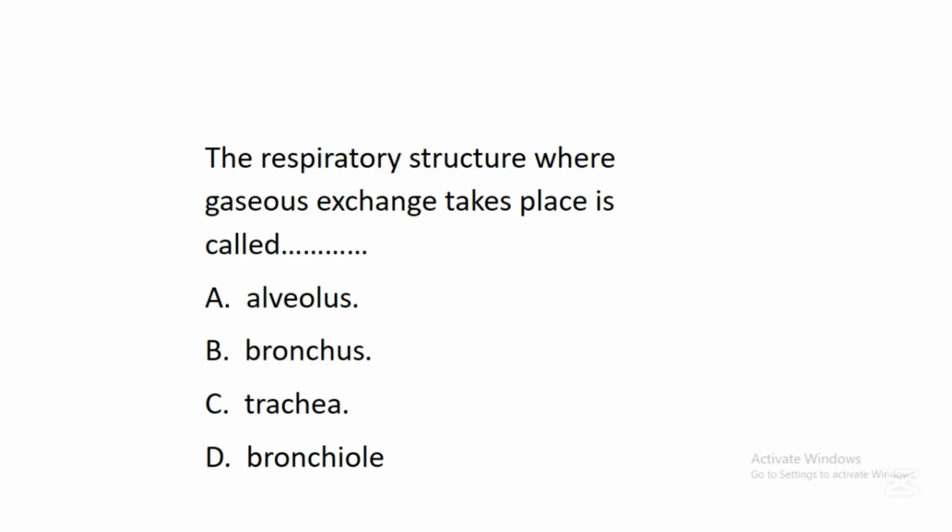The next question says, the respiratory structure where gaseous exchange takes place is called dash. A. Alveolus. B. Bronchus. C. Trachea. D. Bronchiole. In this question, the correct answer is A. Alveolus. We have said that this alveolus is a respiratory structure that is microscopic in size, and this structure is found inside the lung. So this alveolus is the site of gaseous exchange in the lung.